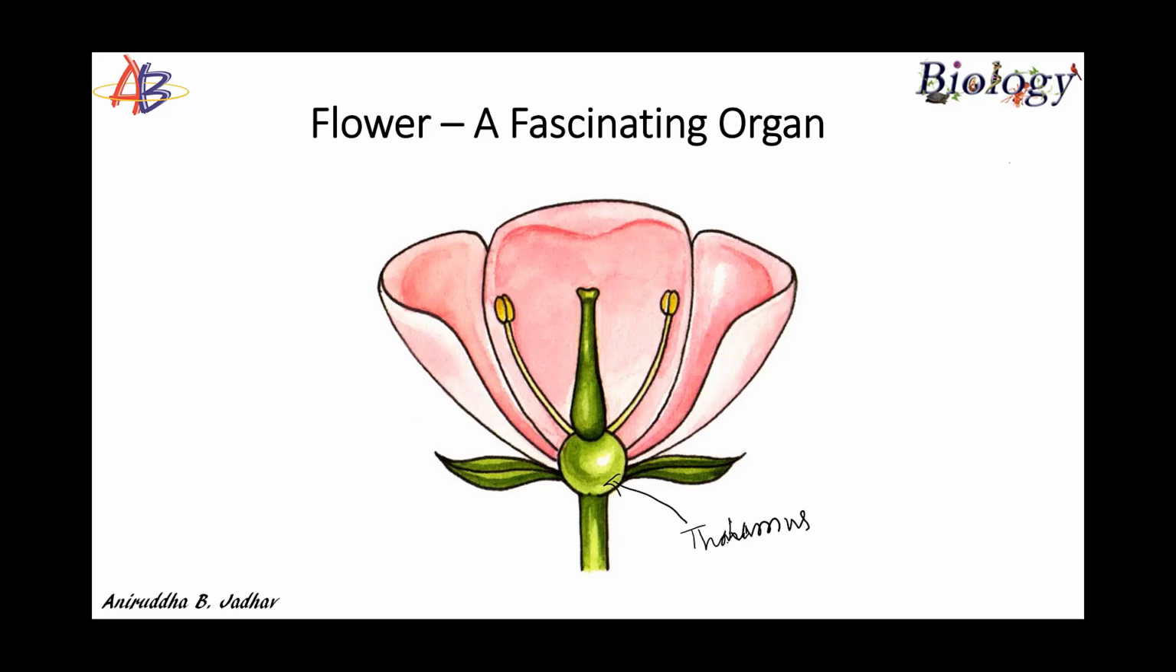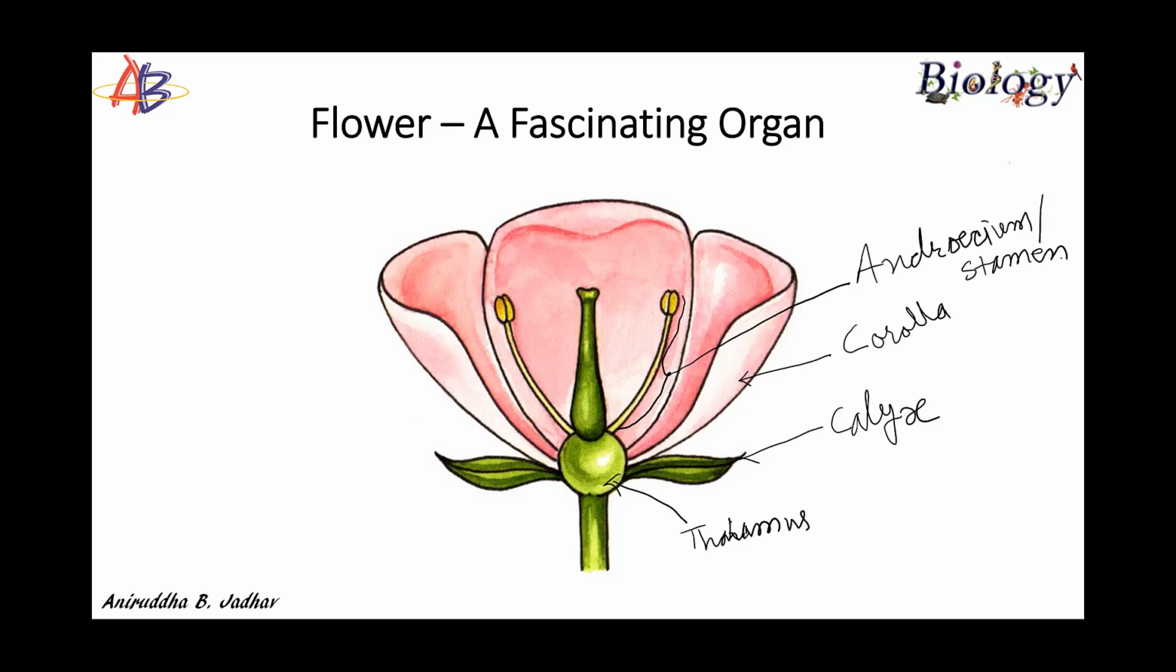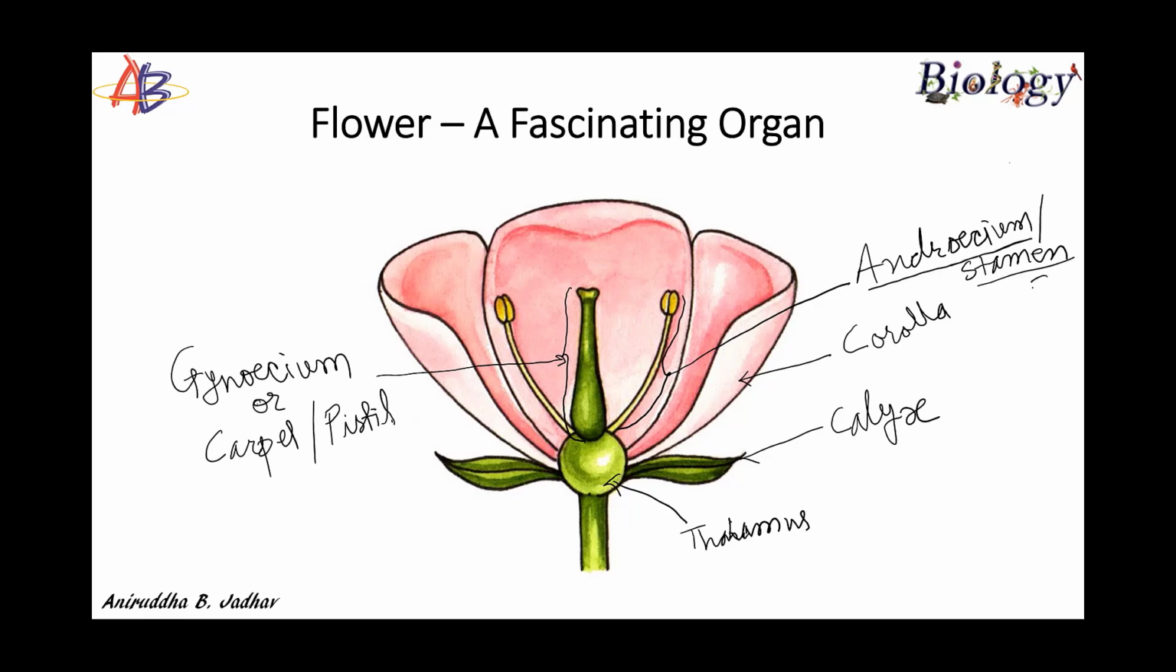If we go from outside to inside, these floral parts are calyx, which is also called sepals. Then comes corolla, which is also known as petals. Then comes androecium, which is also known as stamen, and gynoecium, which is also called carpels or pistil. Here, stamen is a male reproductive part which produces male gametes, that is pollen grains, while the carpel is a female reproductive part which produces female gametes, that is ovule within the ovary.